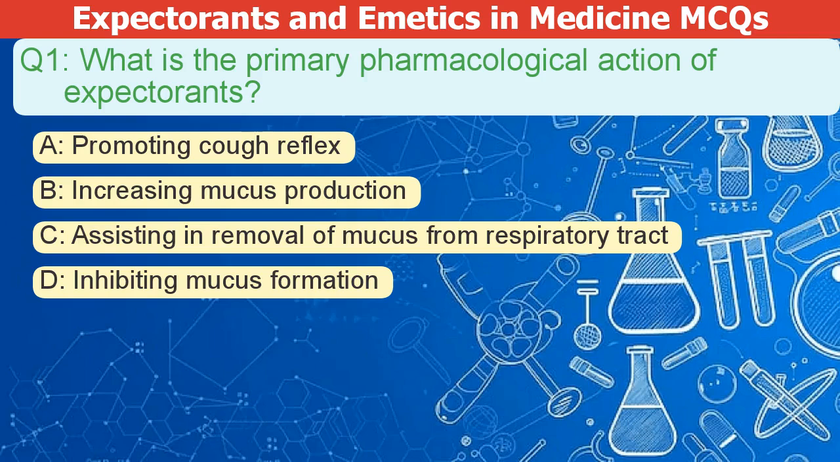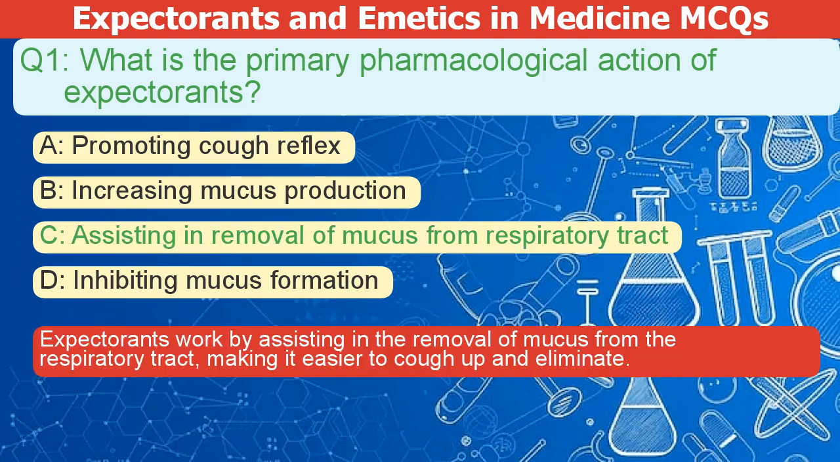What is the primary pharmacological action of expectorants? A. Promoting cough reflex. B. Increasing mucus production. C. Assisting in removal of mucus from the respiratory tract. D. Inhibiting mucus formation. The correct answer is C. Expectorants help remove mucus from your lungs, making it easier to cough up and get rid of.